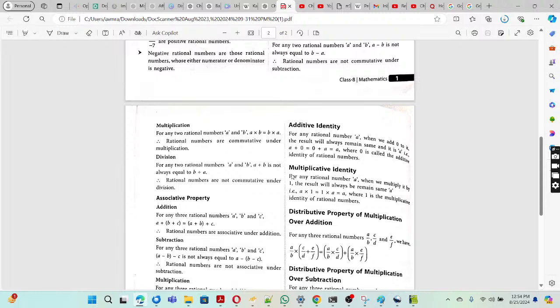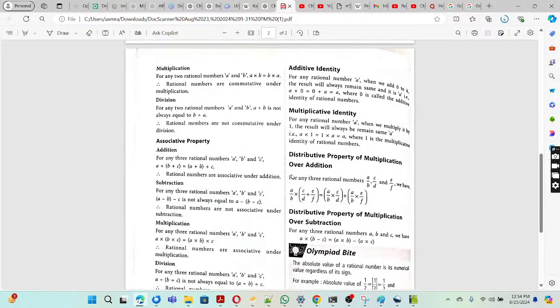For any rational number a, when we add 0 to it, the result will always remain a. That means a plus 0 equals 0 plus a equals a, where 0 is called the additive identity of rational numbers. That means when we add it, the value remains the same. Multiplicative identity is 1. For any rational number a, when we multiply it by 1, the result will always remain a. That is a into 1 equals 1 into a equals a. That means 1 is the multiplicative identity.